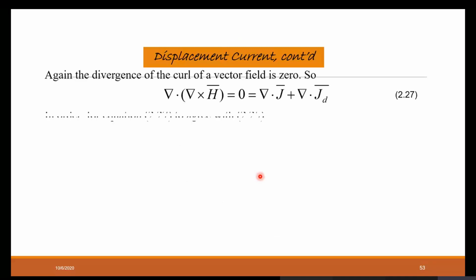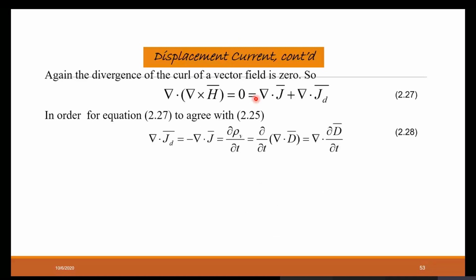So del dot, now as this part is equal to 0, we'll consider only the right hand side. So del dot J bar plus del dot JD bar is equal to 0 and hence del dot J bar is equal to minus of del dot JD bar, and hence del dot JD bar equal to minus of dou rho V by dou T from 2.25. So it becomes dou T.